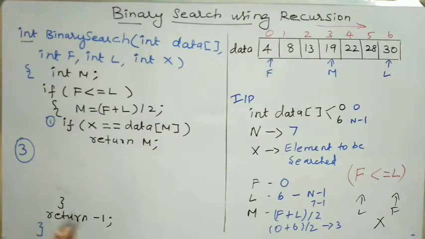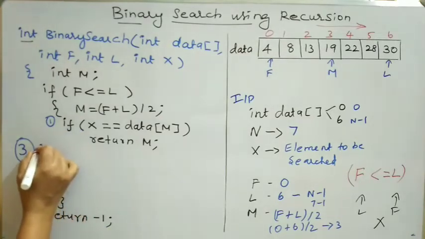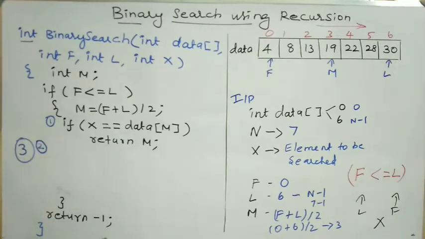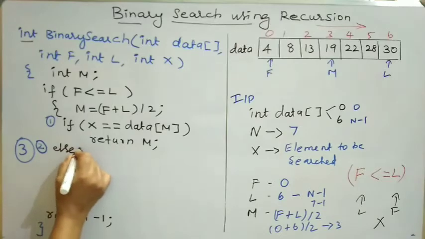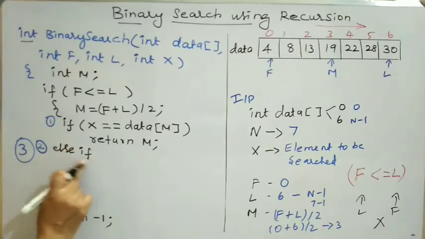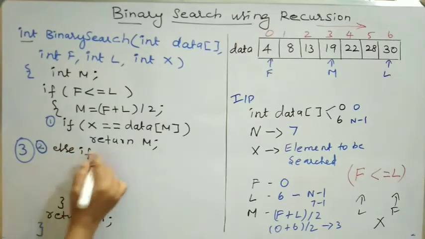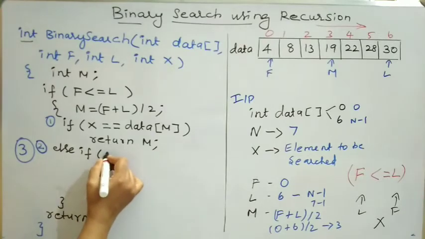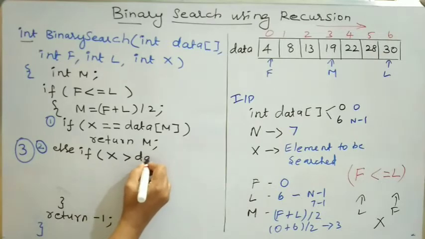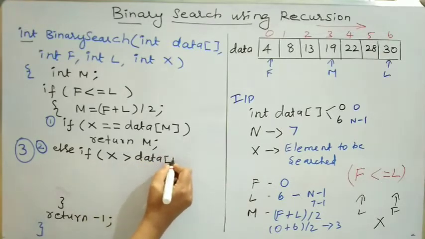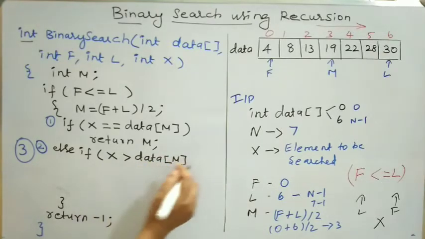If this is not so, if the condition is not satisfied, I am going to move to my second condition. What is my second condition? The second condition is specified in the else if part. So while writing else if, what is my condition? If the element which I am looking for, x, is greater than the element in the middle index position m of this data array, so what is the meaning?